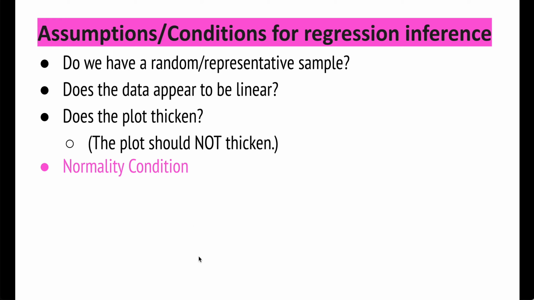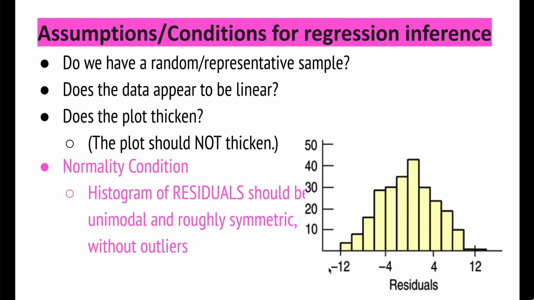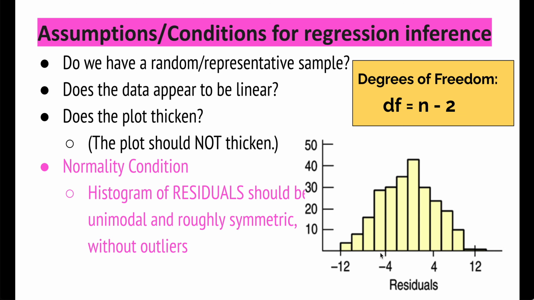And then we need to check a normality condition. What we're checking on linear regression data is that the histogram, or the graph of the residuals, should be roughly normal and without outliers. So if I were to take each residual and plot them like this, that's what I would want to see.